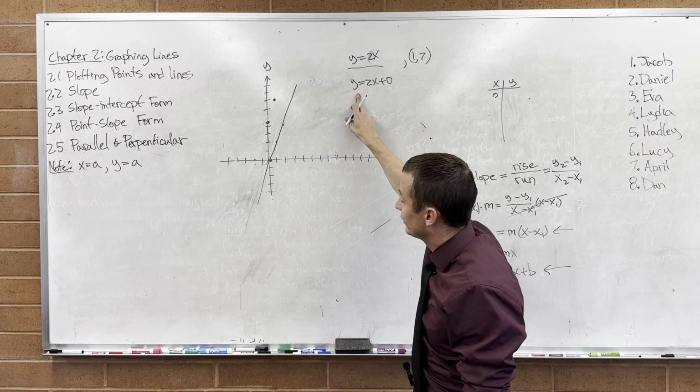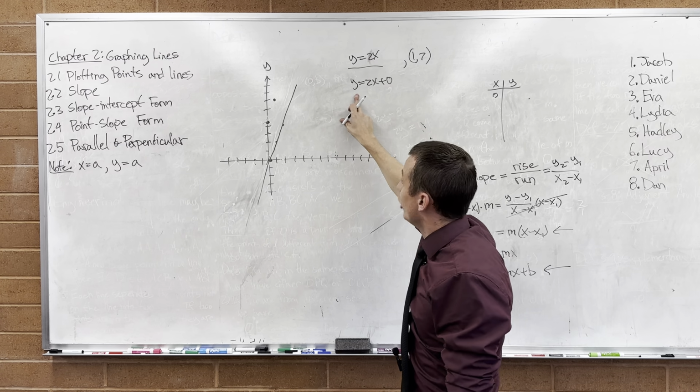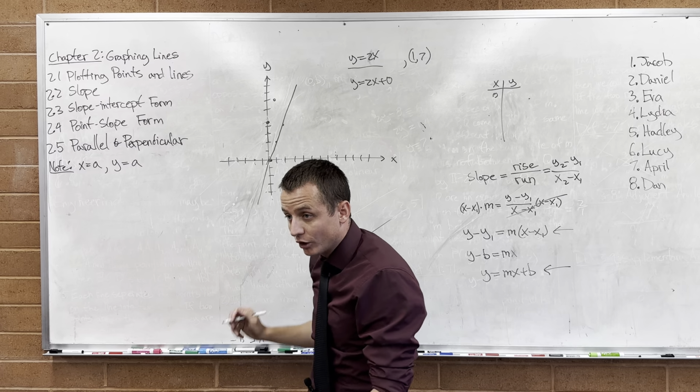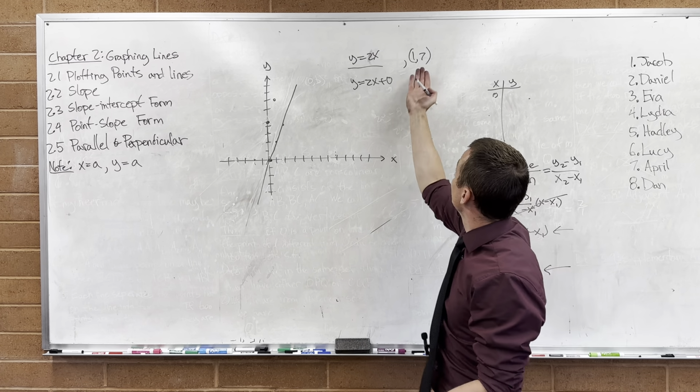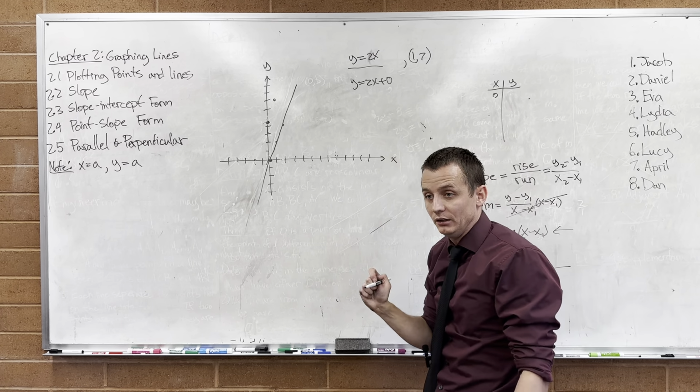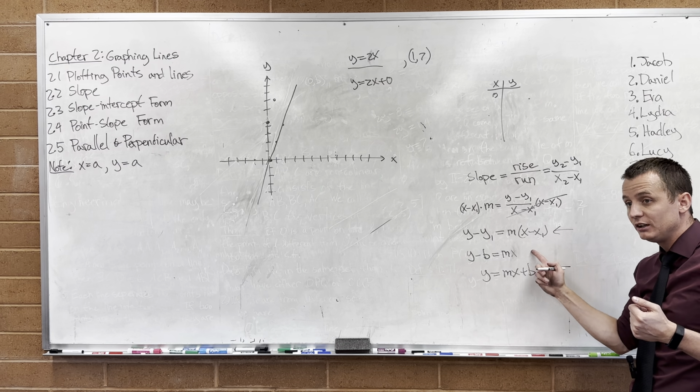So what's the slope of this line? 2. So the line through this point has to have a slope of 2. So I'm looking for a line with a slope of 2 that goes through the point 1, 7. So I know the slope I want, and I know the point I want, and I'm looking for the equation of the line. So we're going to use the point-slope form. I know a point, and I know the slope. This will give me the equation.